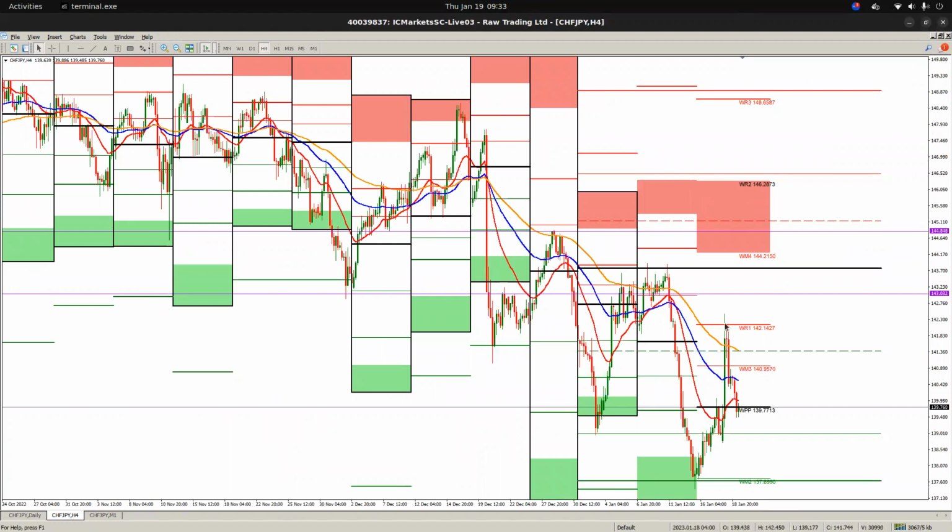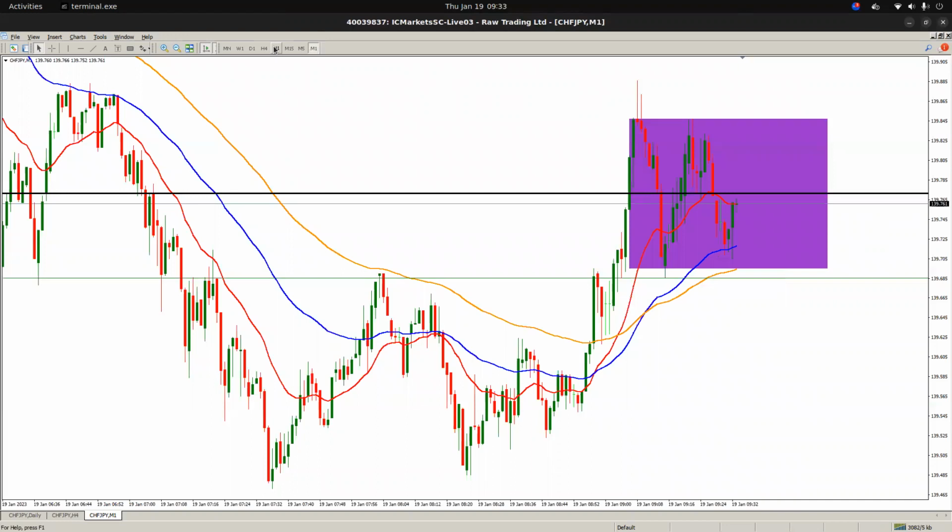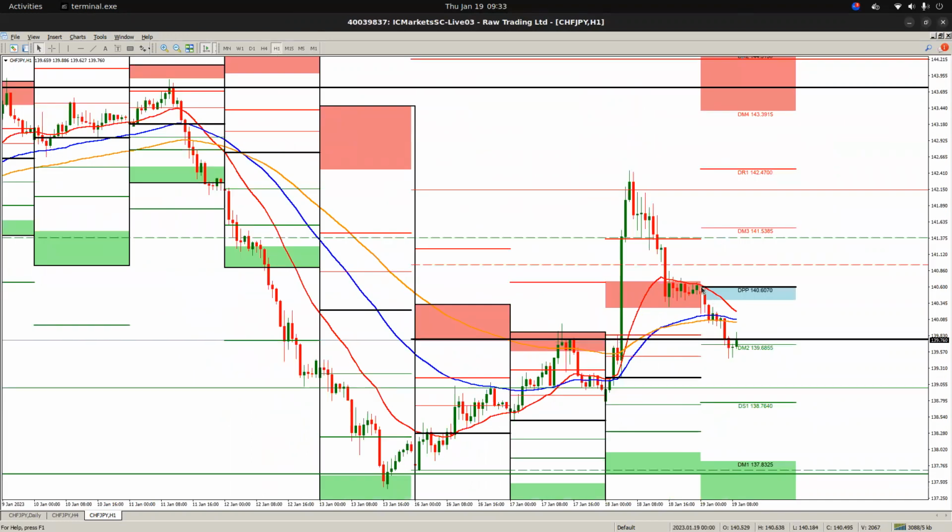you've come off the weekly R1 earlier this week. You can see your weekly S1 down here. That's a potential target. You've got, from a daily pivot point perspective, you've come off the daily pivot point.